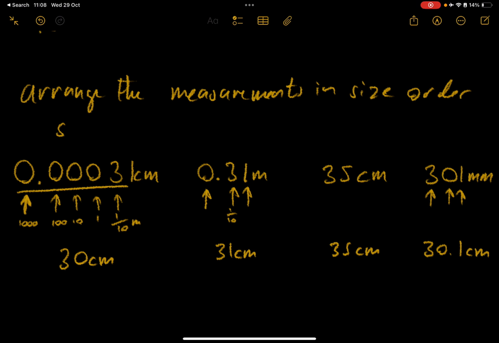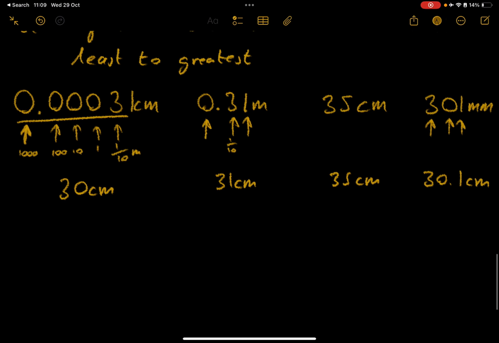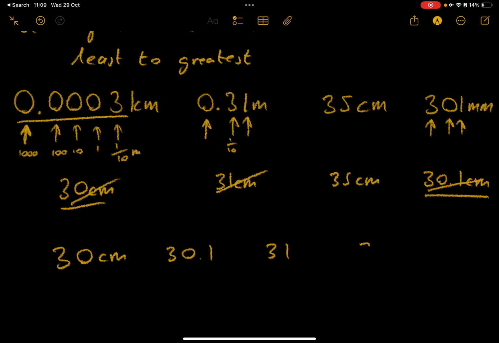So we're going to say from smallest to largest, or least to greatest, to use the proper terms. Least to greatest. Now our least, that is this one. So 30 centimeters. The next biggest, 30.1. The next biggest, 31. And then the largest is 35 centimeters.